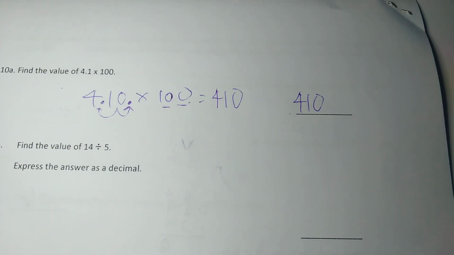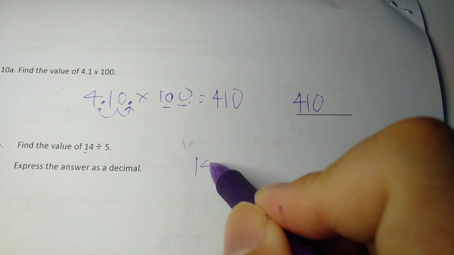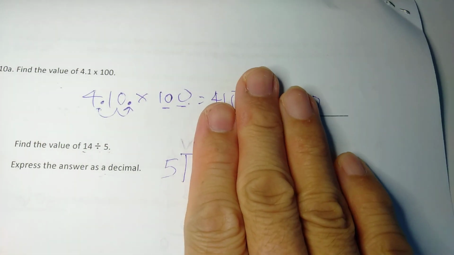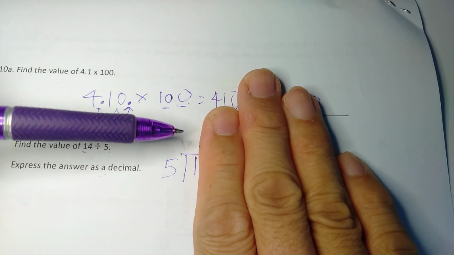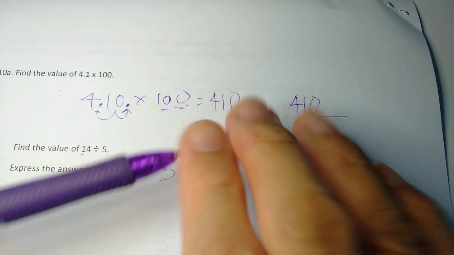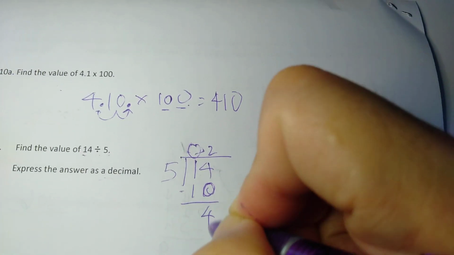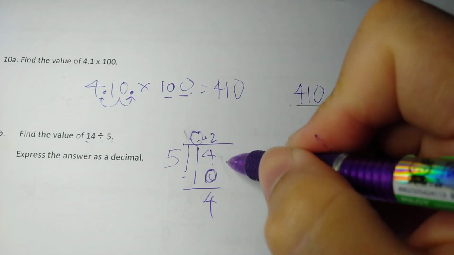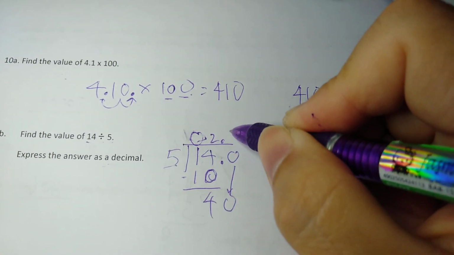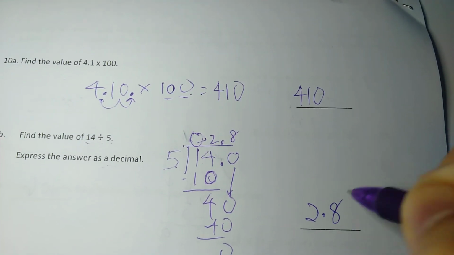410. Next one, find the value of 14 divided by 5 as a decimal. So use 14 divided by 5 like this. Let's check again. 1, right? I can't do anything. So nothing. I put a 0. Nothing. 14. 5 times 2, 10. Left with 4. I need to get a decimal, so what do I do? I add a decimal point here, add a 0, bring the 0 down. 5 times 8 is 40. So here the answer is 2.8.